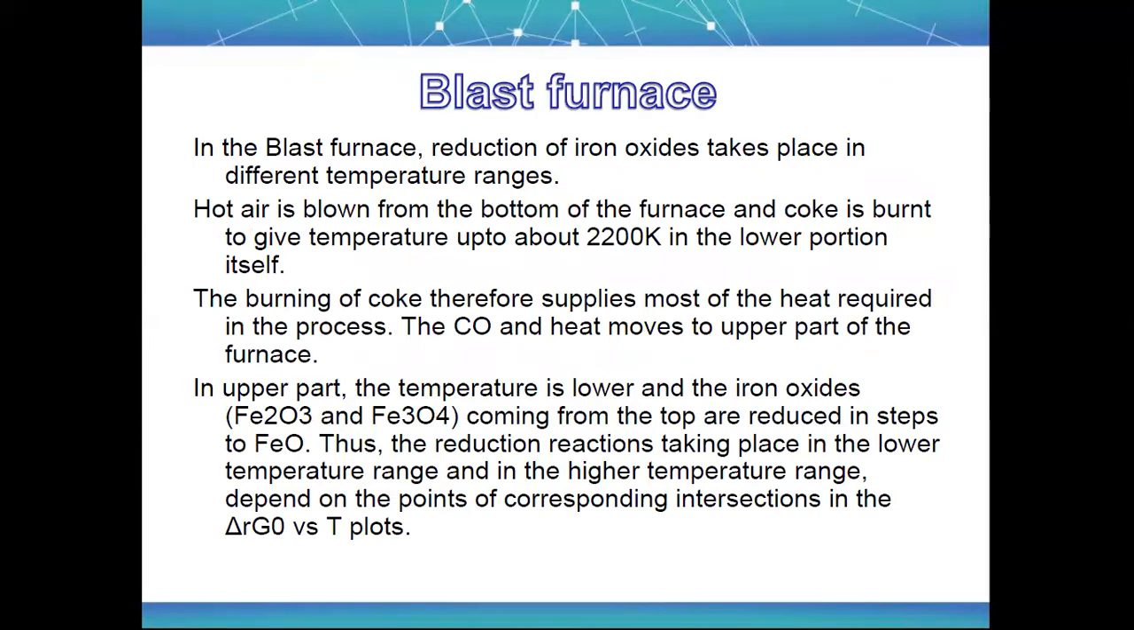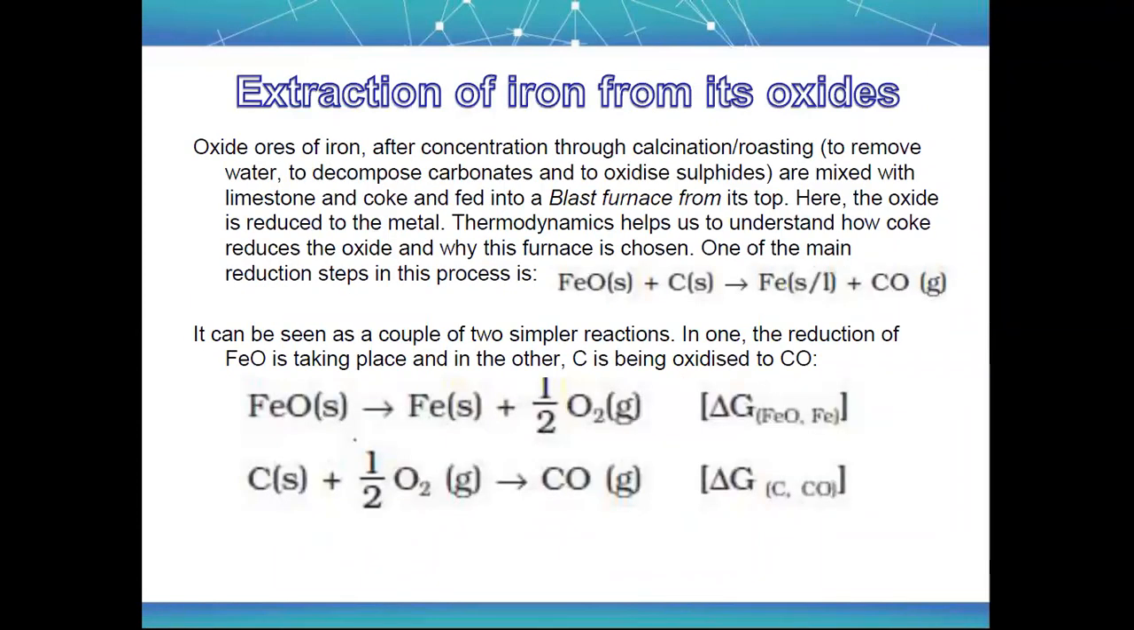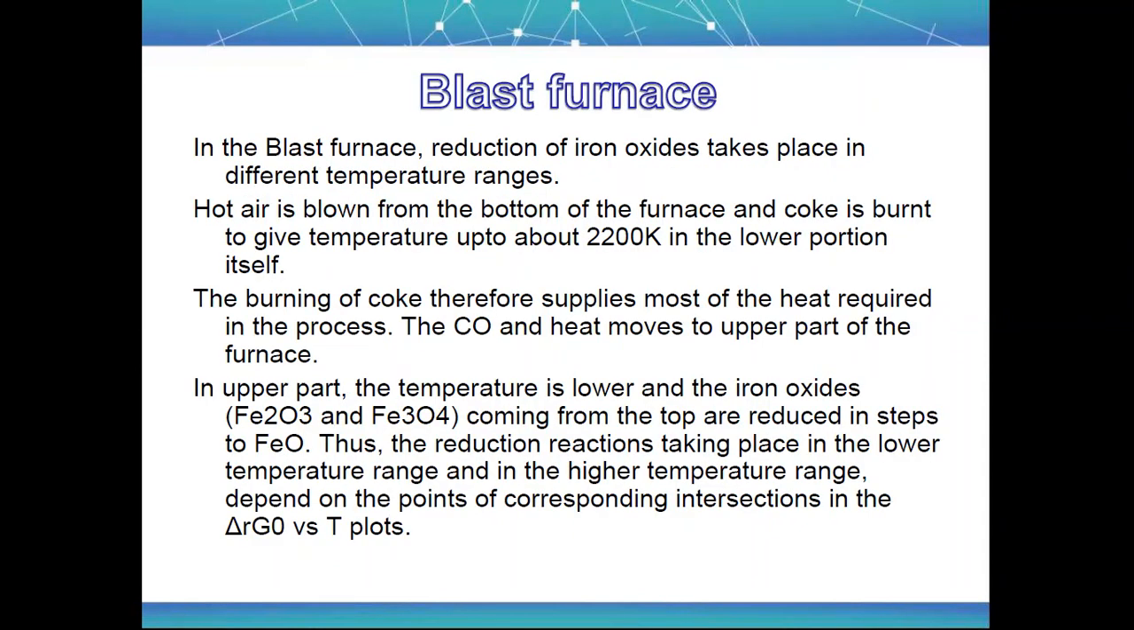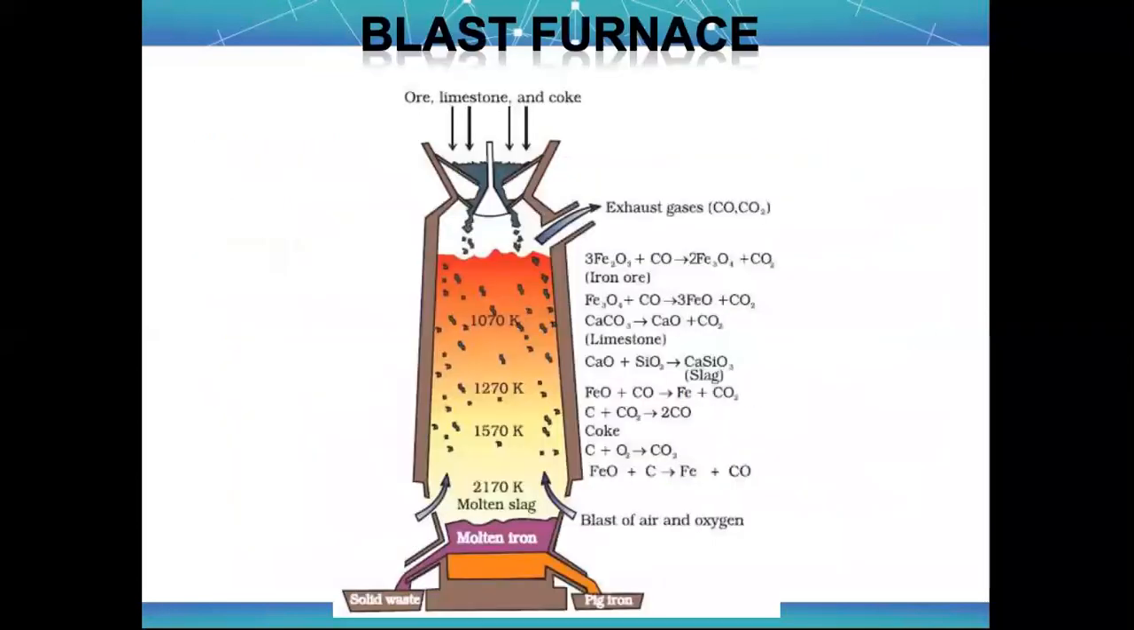So let us talk about the blast furnace. What is a blast furnace? Because we have just read that this reaction, the total reaction, the extraction of iron, is performed in the blast furnace. So let's understand what a blast furnace is. In the blast furnace, reduction of iron oxide takes place in different temperature ranges. So there are different temperature ranges in the blast furnace. Hot air is blown from the bottom of the furnace and coke is burnt to give a temperature up to 2200 Kelvin in the lower portion of it. As you can see this.